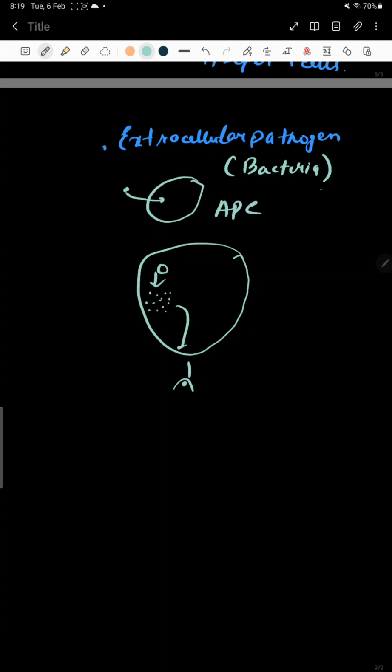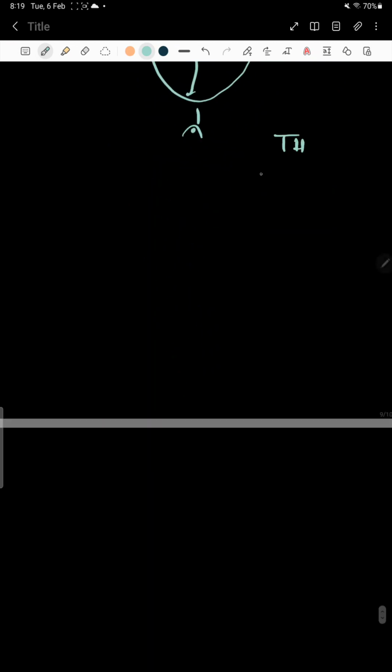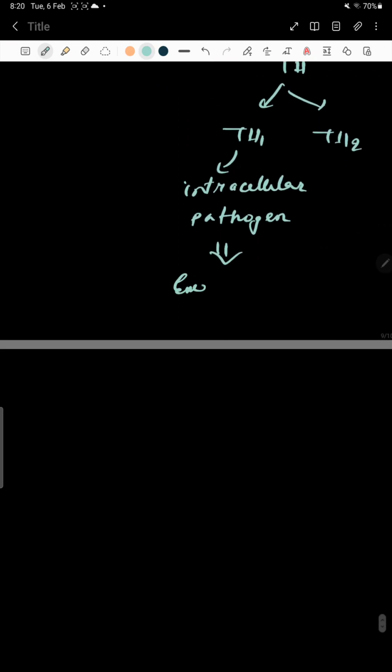Now let me explain the difference between activation of Th1 cells and Th2 cells. The helper T cells can be of two types, one is Th1, one is Th2. The Th1 helper cells will come into action when there is an intracellular pathogen, but there is exogenous proteins.